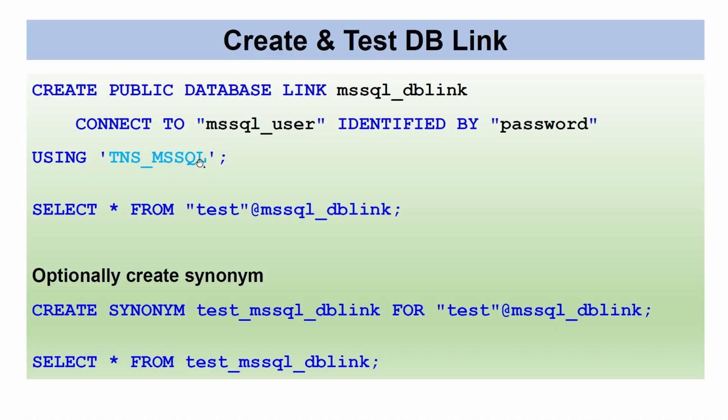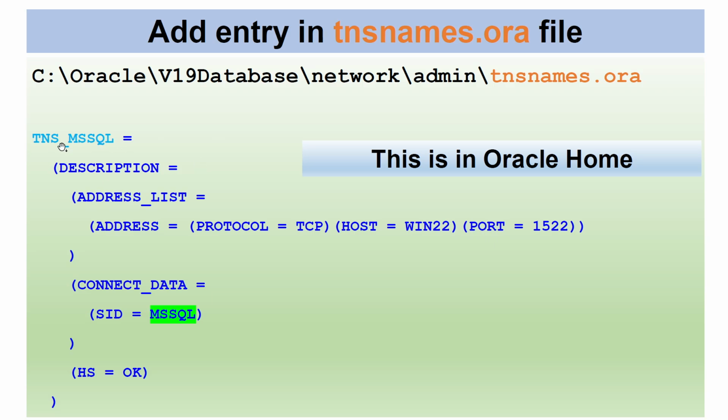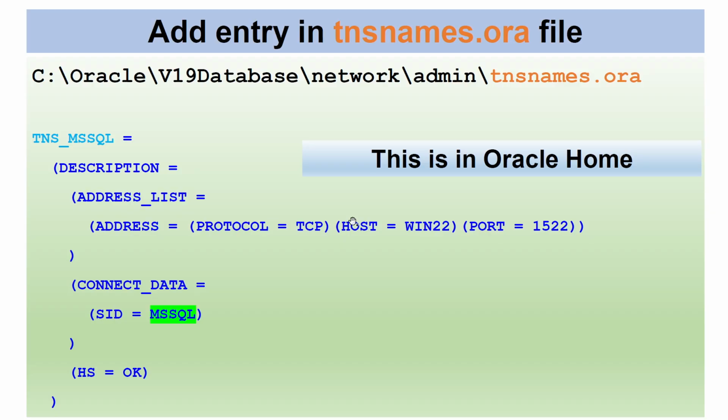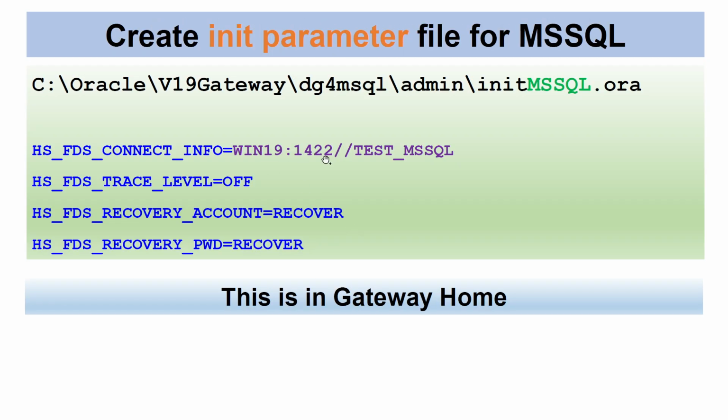Now, what is this TNS MS SQL? Whatever you gave here, you have to make sure you use it here. And then once the DB link is done, you are now ready to access the tables from within the SQL server from the Oracle itself. So this is the test table. This is the test table present in this DB link, and this DB link will connect to Windows 19 machine over port 1422 and will access database called test MS SQL.